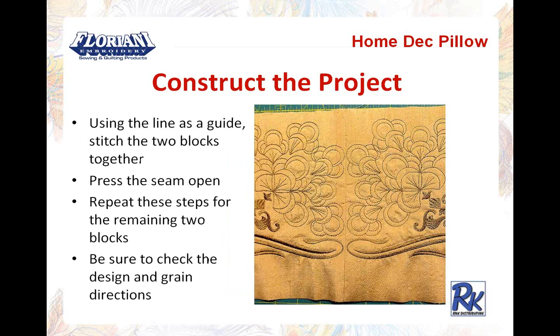You're going to take it over to your sewing machine, and using the line as a guide, you're going to stitch the 2 blocks together just like you would a quilt top. And then you're going to press the seam open. You're going to repeat these steps for the remaining 2 blocks.